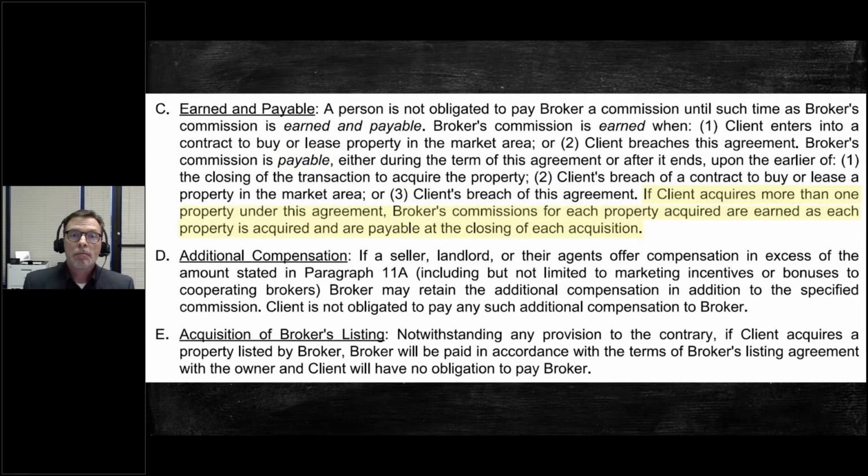If the client acquires more than one property under this agreement, broker's commissions for each property acquired are earned as each property is acquired and are payable at the closing of each acquisition. One thing to note here, if you have a buyer who is acquiring multiple properties, you do not need a separate buyer-tenant representation agreement for each transaction. You can sign it one time, and for as long as it's in effect, it is good.